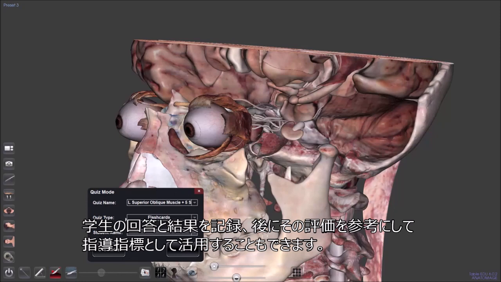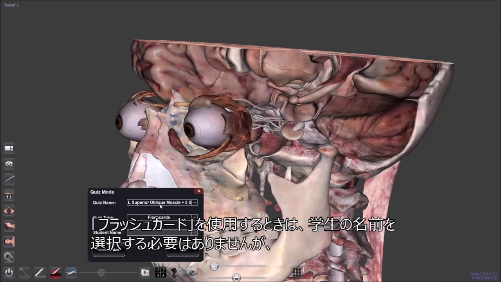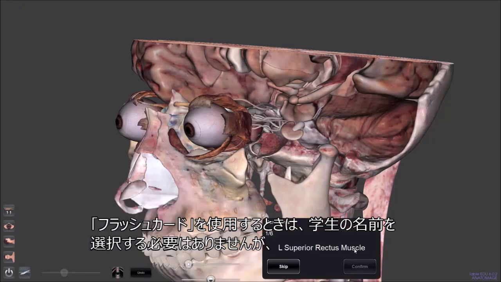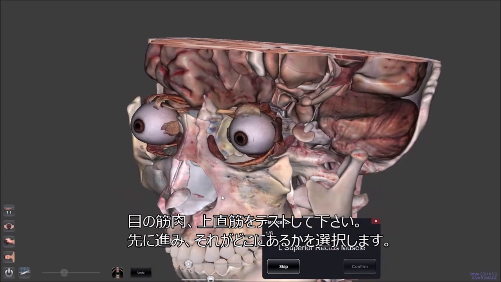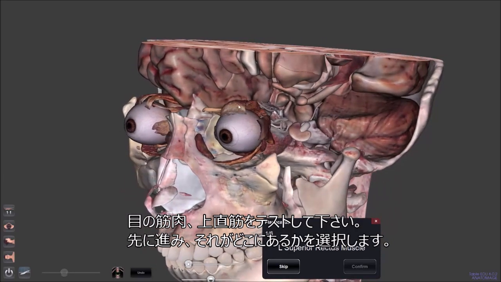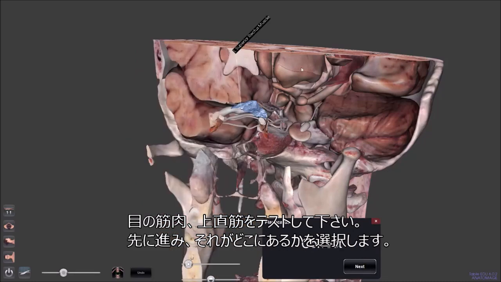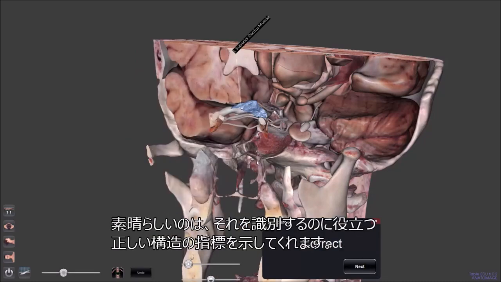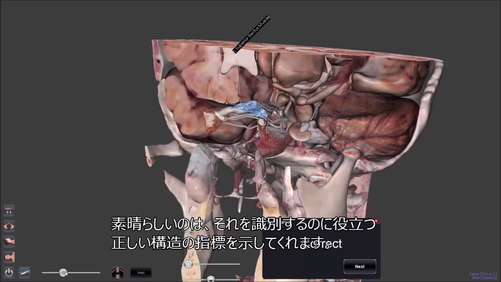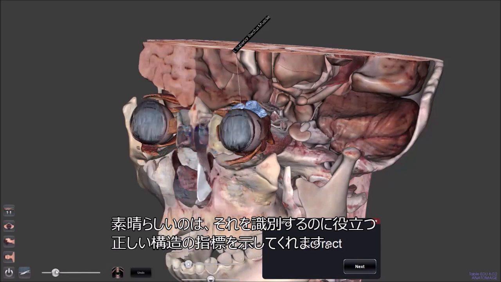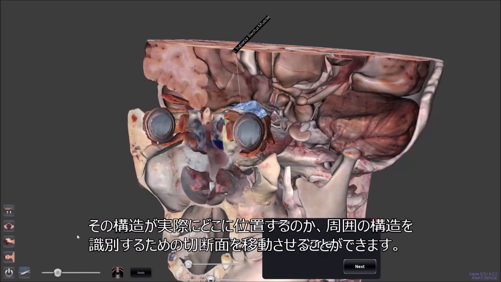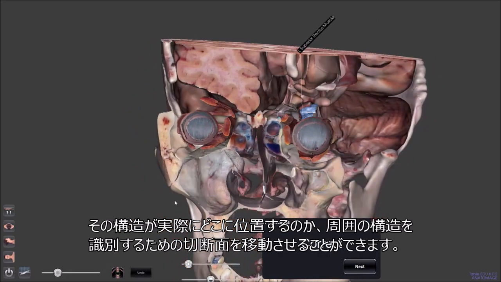Now, with flashcards, we don't necessarily need to pick a student name, but I'm going to go ahead and hit go for what we're going to be looking at. So this is going to test us directly on the muscles of the eye. So the superior rectus muscle, I'll go ahead and select where that is. What's great is it's going to show me a line to the correct structure, help identify it, and I still have a time to be able to move through the plane of the cut to help identify where that structure is actually located and be able to see what other structures are around it.